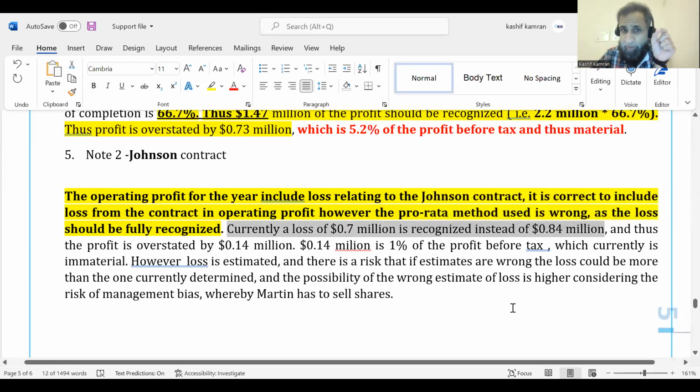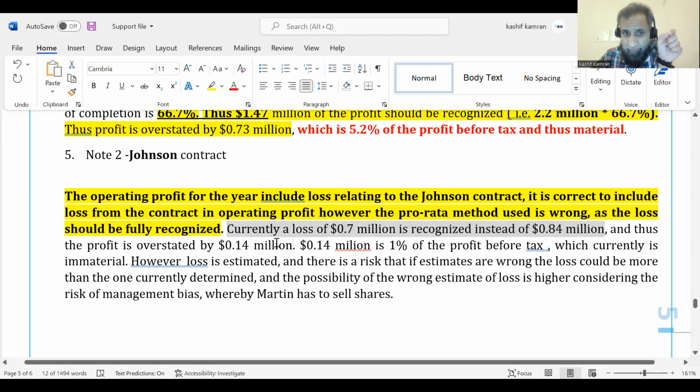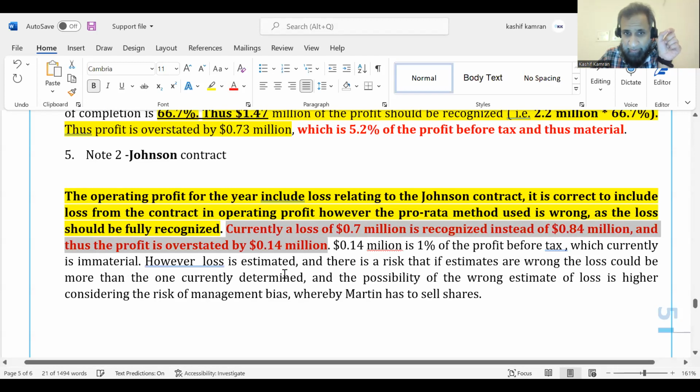How much is the loss the management has recognized? If you read the exhibits, the management has recognized a loss of 700,000, which is 0.7 million, instead of 0.84 million, which is 840,000. And thus, the profit is overstated by 0.14 million. Are you fine with this statement? Look at the statement in red and tell me, are you fine with it?